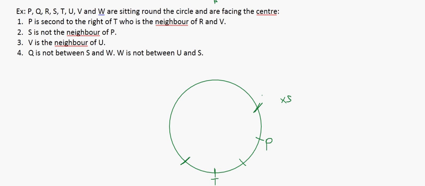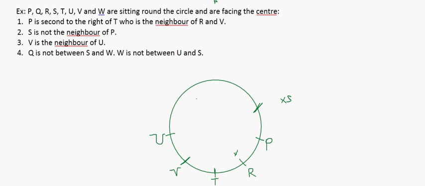The next statement says V is neighbor of U. Now V could have been here or here. If V was here, it can't have U as neighbor, so this means V has to be here. There is no other way out, and because V is here, R is here, right? V's neighbor is U.